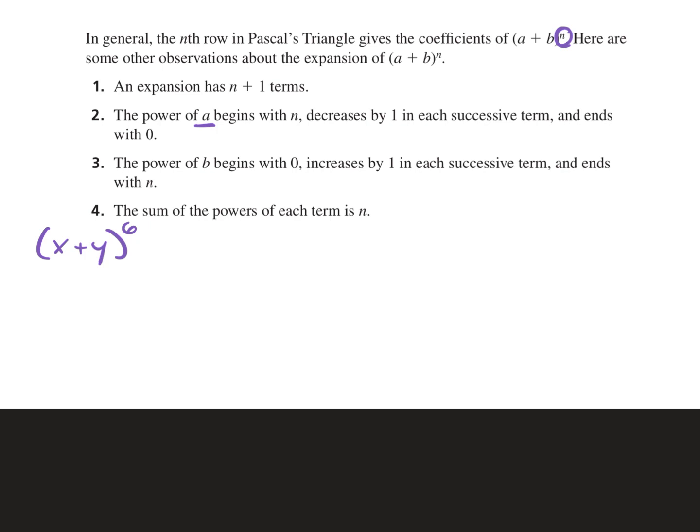So we wrote the 6th row on the last one. It was 1, 6. What came next? 15, 20, 15, 6, 1.